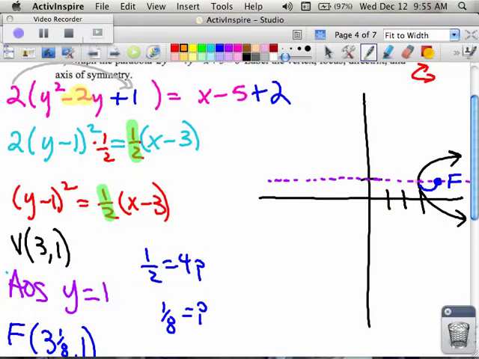As I look for my directrix, I know that my directrix is going to be 1/8 of a unit outside my parabola, which means it's over here somewhere. Notice how it's a vertical line. That means that my directrix has to be an x equals something. And I need to go 1/8 of a unit to the left from my vertex. So my vertex was at 3, 1. So now my directrix would have to be at x equals 2 7/8.